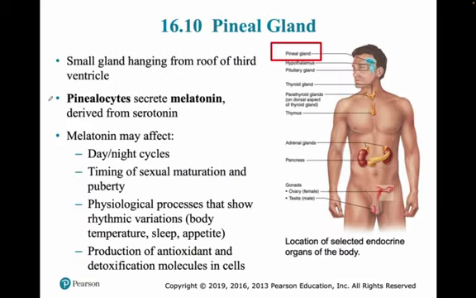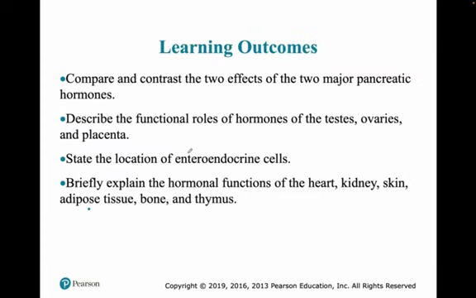The next one is the pineal gland, which is a tiny little gland in our brain, hanging from the third ventricle. Pinealocytes in the pineal gland create melatonin, which is derived from serotonin. This controls our day night cycle, sexual maturation, puberty, and different rhythmic variations like temperature, sleep, appetite, all of that. It also produces antioxidants in our body. Super important. The next one will talk about the pancreas and the pancreatic hormones, and finally the gonadal hormones.